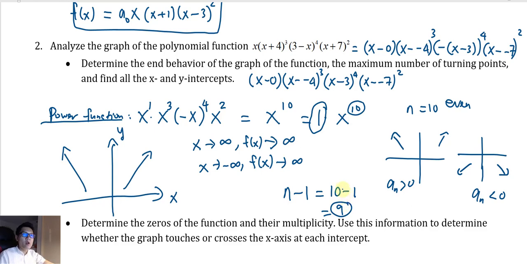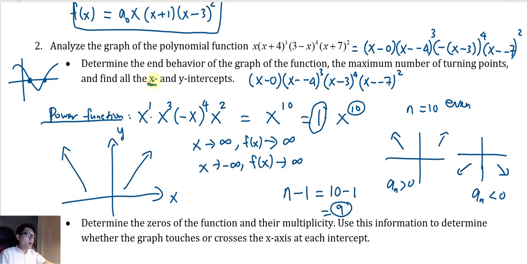So anything from 9 and below turning points. Now, how do I find the x and the y intercept? The x-intercept is basically the root or the solution of the equation, the polynomial, right? Because when you have the solutions, for example, this one, the solution is when the function is crossing or touching the x-axis, which is the x-intercept.